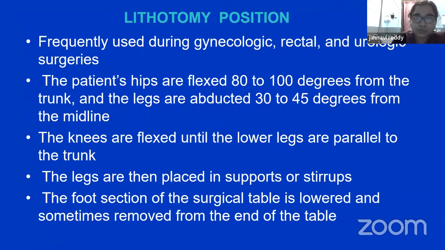Next, we are going to lithotomy position. Lithotomy position is frequently used for gynecological, rectal, and urological surgeries. The patient's hips are flexed 80 to 100 degrees from the trunk and legs are abducted 30 to 45 degrees and placed. The knees are flexed until the lower legs are parallel to the trunk and legs are placed in supports or stirrups. The foot section of the surgical table is lowered or sometimes removed from the end of the table.